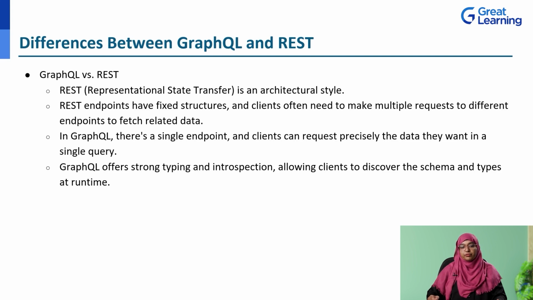And you can say that GraphQL is therefore a single endpoint, and clients can request precisely the data that they want in a single query. You don't have to write multiple queries. You don't have to have multiple endpoints for having those requests responded to by your servers. And then you can say that GraphQL offers strong typing and introspection, allowing clients to discover the schemas and types at runtime. So we said that the different types, we have primitive data types like your boolean, your string, your integer, and you have your advanced data types also like your objects. So those are defined at your runtime.